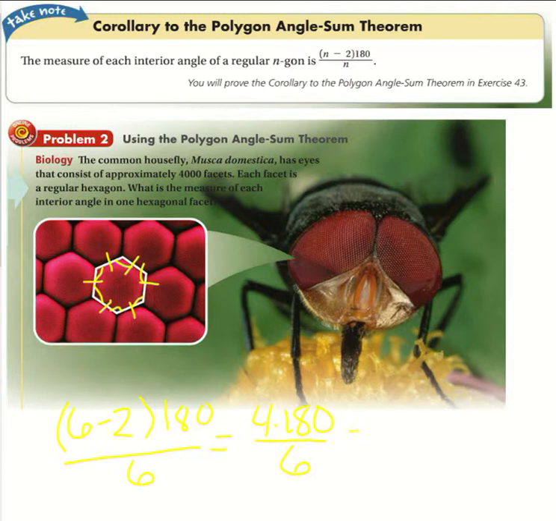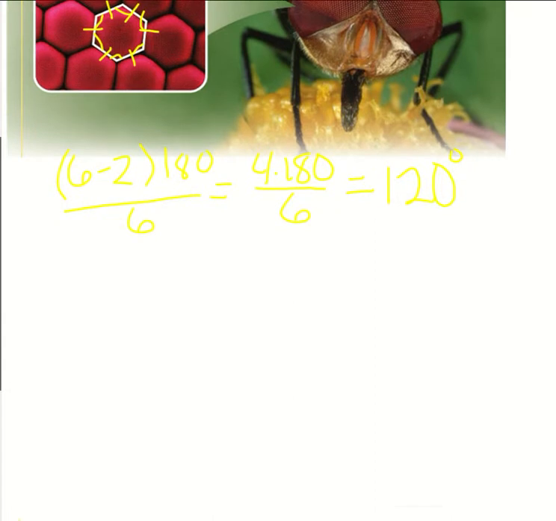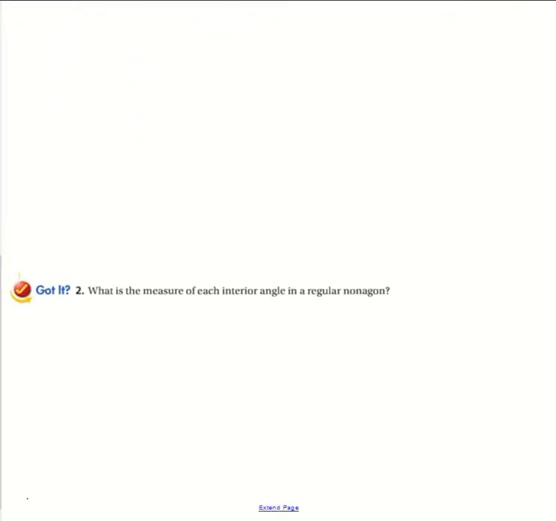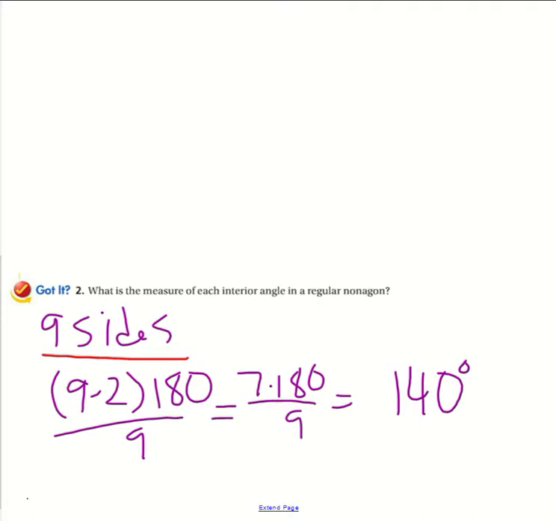So each angle then measures 120 degrees. That's why this theorem is important and how it's helpful. Alright. So what is the measure of each interior angle in a regular nonagon? Pause the video here and complete that. You plug in a 9 for n and you get that each interior angle is 140 degrees.